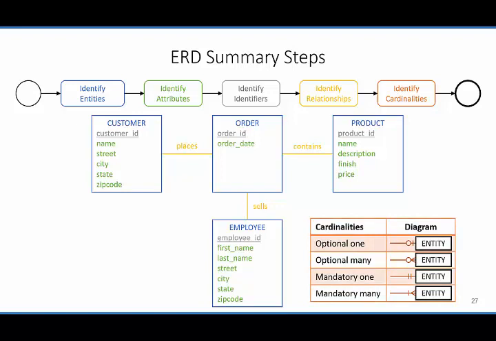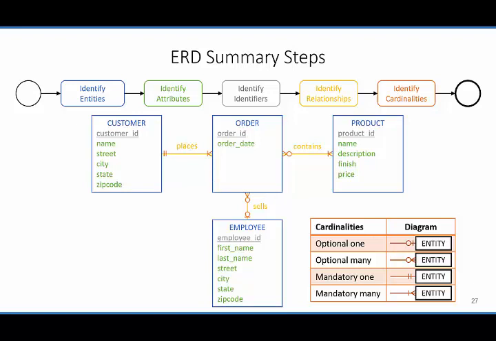So we're going to look at each one of these, and we can say that a customer places one-to-many orders, and an order is placed by one and only one customer. An order contains one-to-many products, and a product is contained on zero-to-many orders. And an employee sells zero-to-many orders, and an order is sold by 0 to 1 employee. So those are the ERD summary steps.